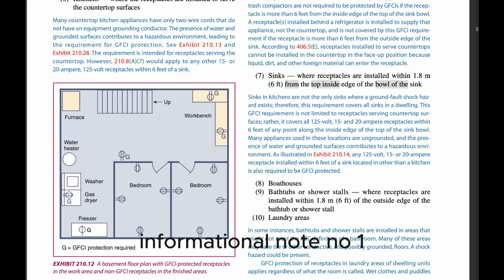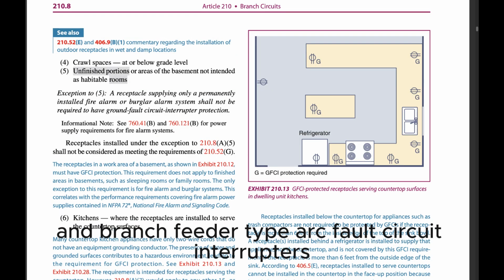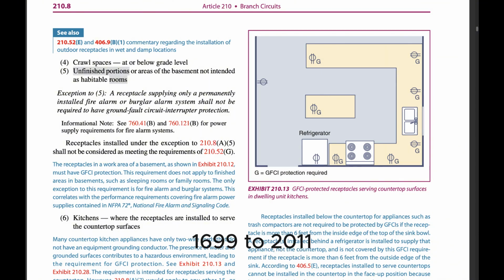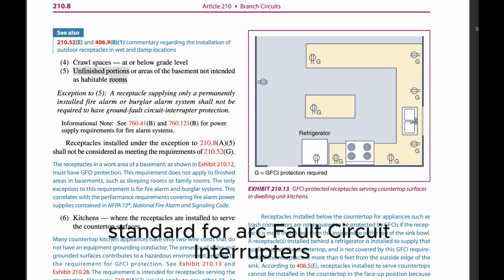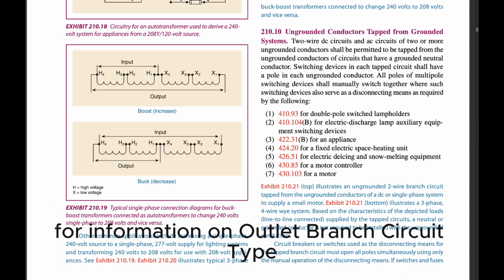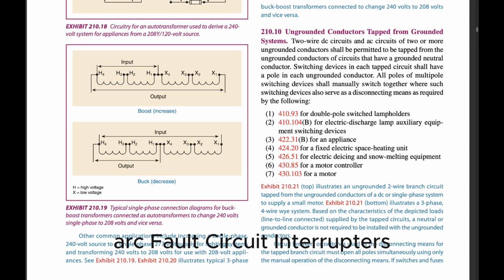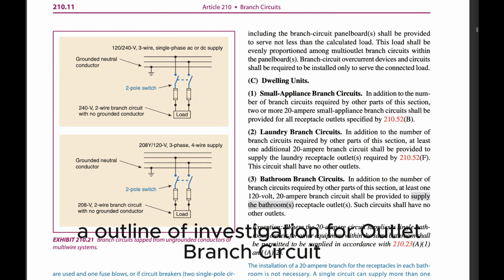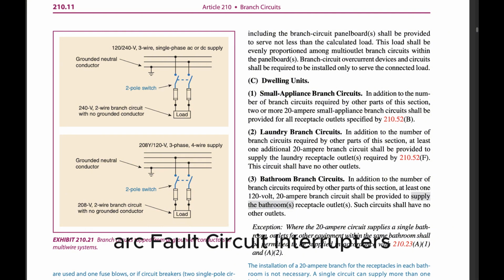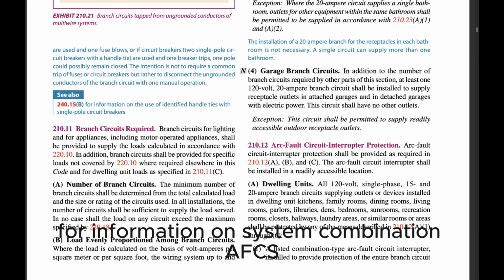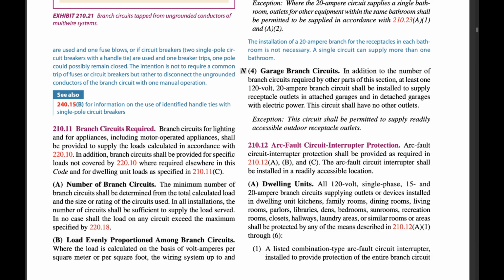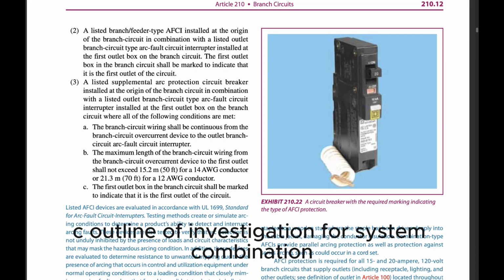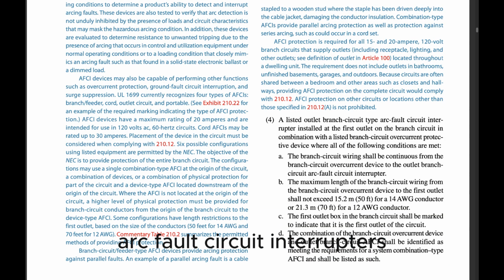Informational Note No. 1: For information on combination type and branch feeder type arc fault circuit interrupters, see UL 1699-2011, Standard for Arc Fault Circuit Interrupters. For information on outlet branch circuit type arc fault circuit interrupters, see UL Subject 1699A, Outline of Investigation for Outlet Branch Circuit Arc Fault Circuit Interrupters. For information on system combination AFCIs, see UL Subject 1699C, Outline of Investigation for System Combination Arc Fault Circuit Interrupters.